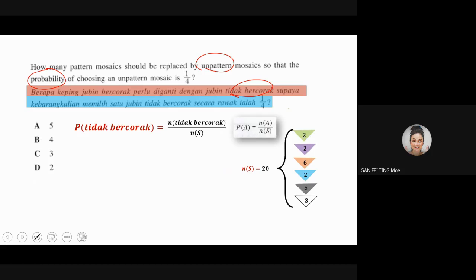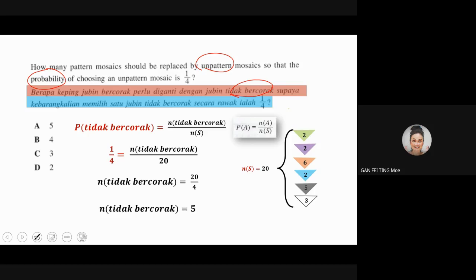So now the probability given to you for tidak bercorak is 1/4. Replace the probability of unpatterned with 1/4. The number of unpatterned you do not know, so you leave it as an algebraic over the sample space, which is 20. Then the number of unpatterned mosaics is 20 divided by 4. You solve it by cross multiplying, and you get 5.